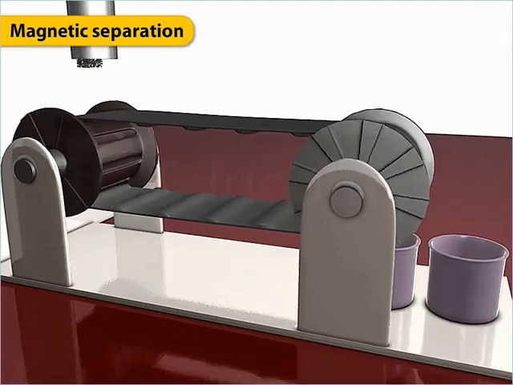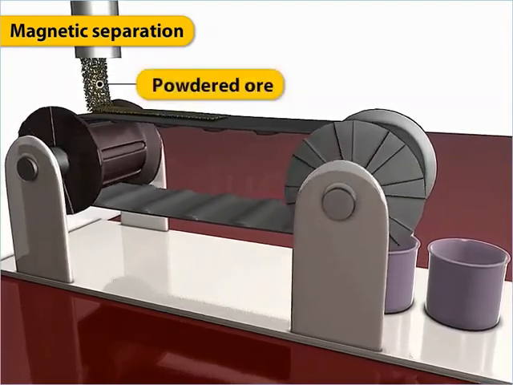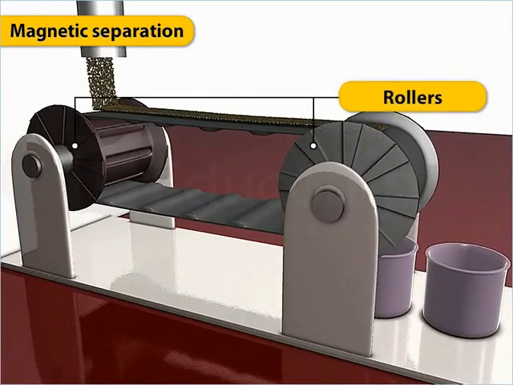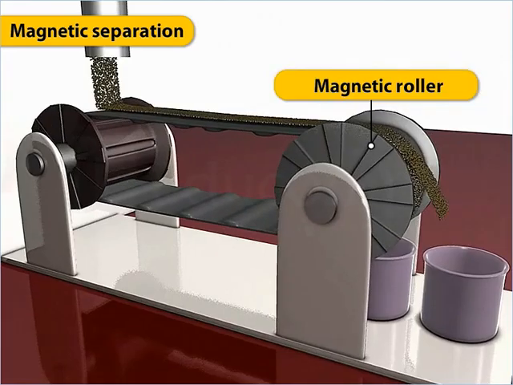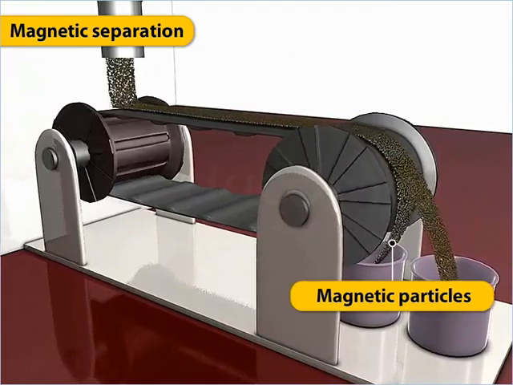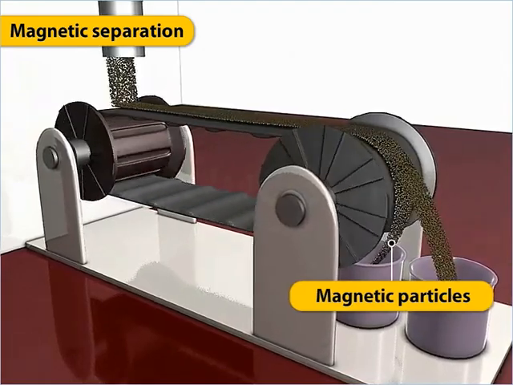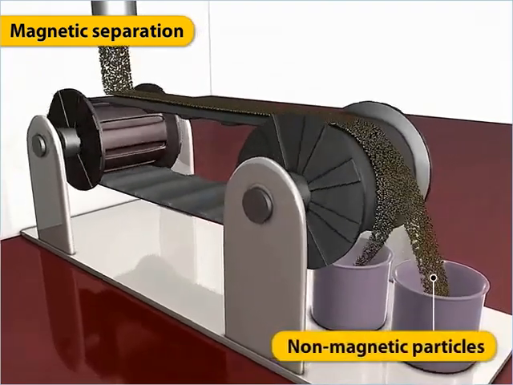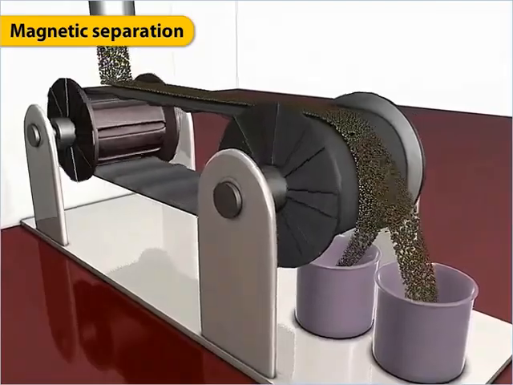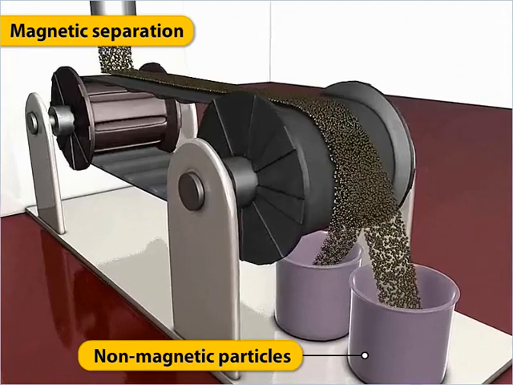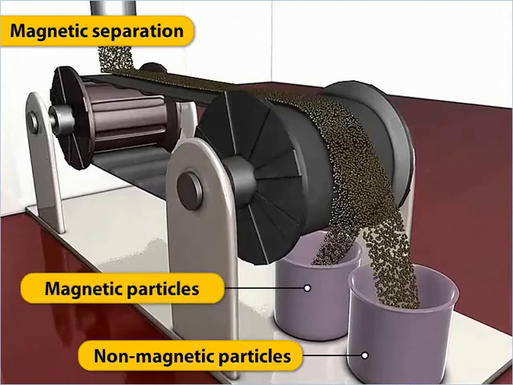In magnetic separation, powdered ore is passed over a conveyor belt running over two rollers, one of which is magnetic. The magnetic particles get attracted to the magnetic roller and travel a distance with the conveyor belt a little longer than the non-magnetic particles. Therefore, the non-magnetic particles drop down first, forming a heap, whereas the magnetic particles drop down a little later, forming a separate heap.